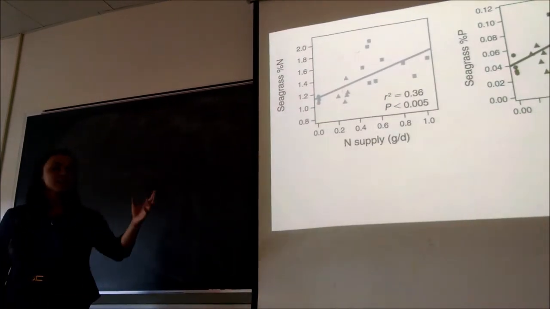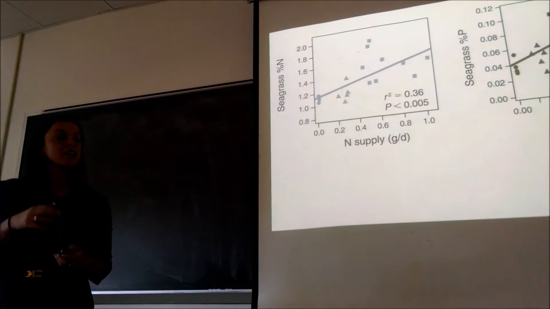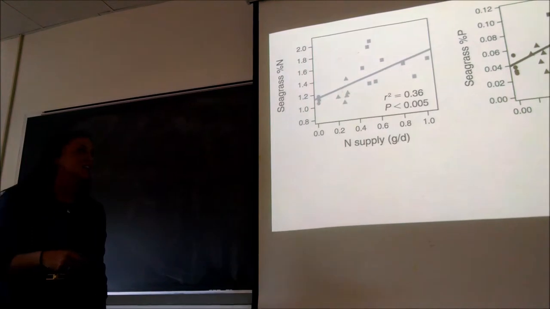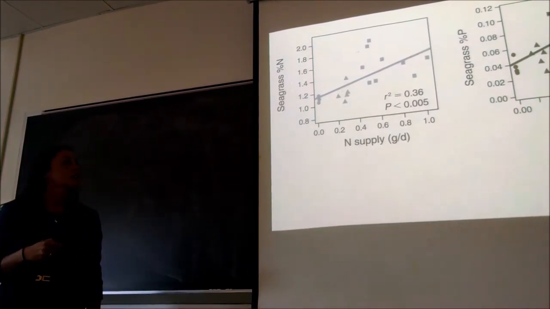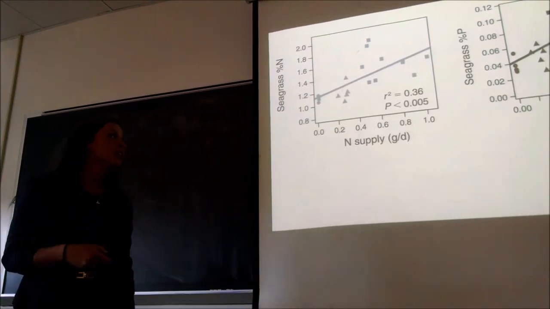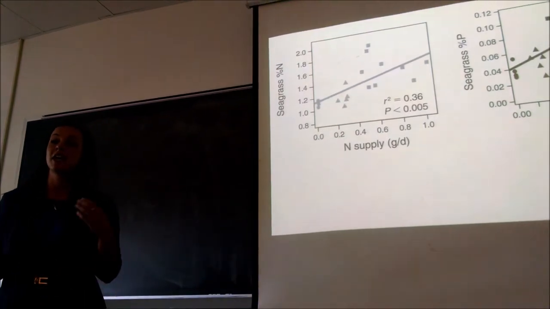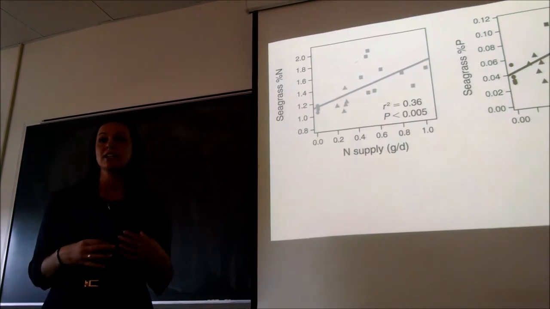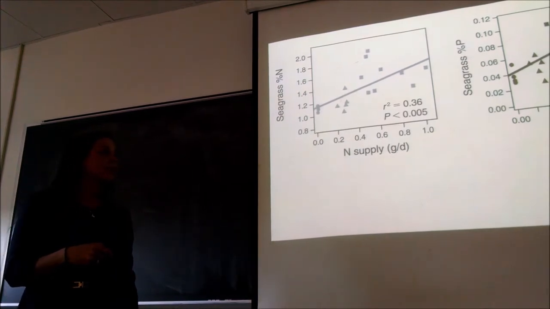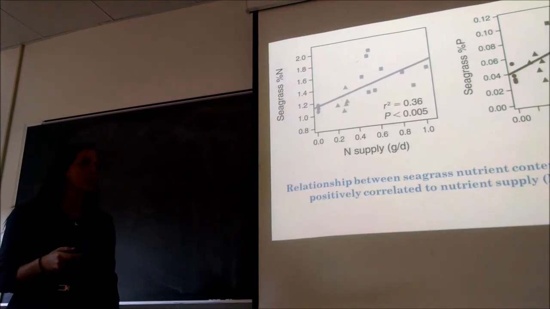His next test was to examine how much nutrient content the seagrass actually took in. And this was just to reaffirm the data that he found in the last experiment. So seagrass as percent nitrogen, that's how much nitrogen existed in the seagrass blades. And he found, once again, another positive correlation. If there was more nitrogen supplied by the fish, then there was more nitrogen in the seagrass blades. Once again, it's a positive correlation across the nitrogen supply and the phosphorus supply. This is just summing up what I just said.